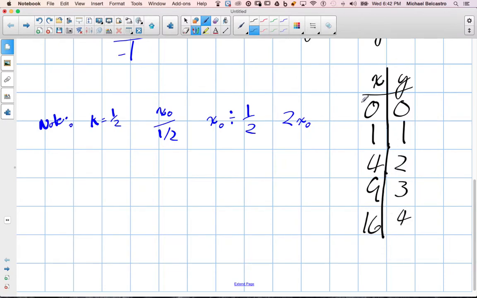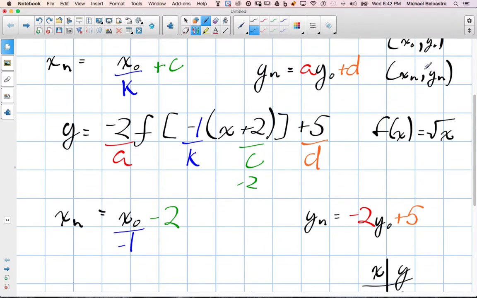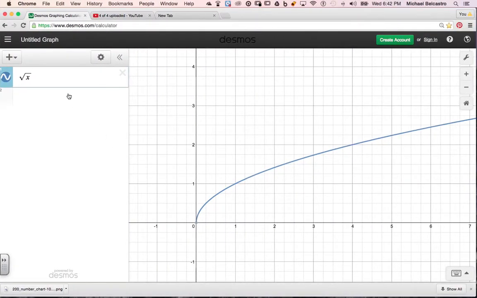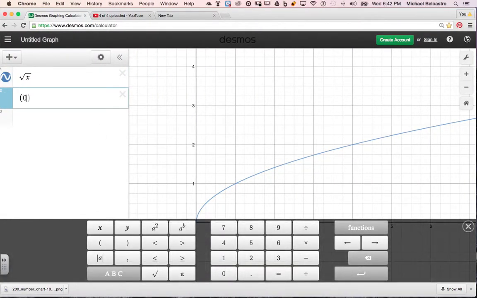Is that like the standard? Yeah, so from the parent function, I'll show you on the graph, think of that as our standard values. I'll put these coordinates in. 0, 0.